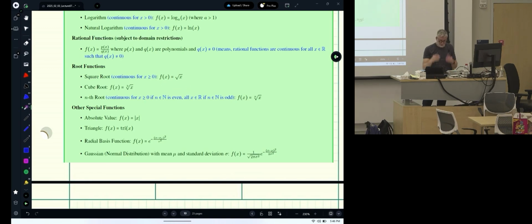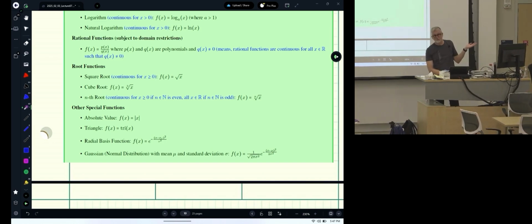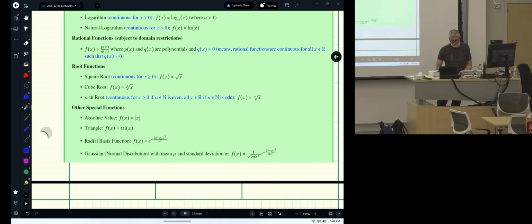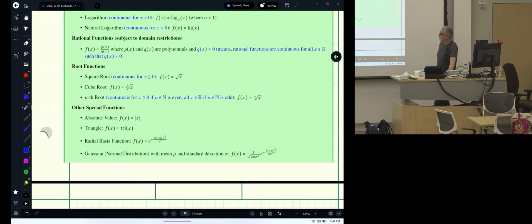Roots, they really fall under the power things that we were talking about. Square root of x, x is positive. Cube root, we typically allow x to be negative and say the cube root of -1 is -1, okay? So these integer roots, when the integer is odd, you can allow x to be negative.